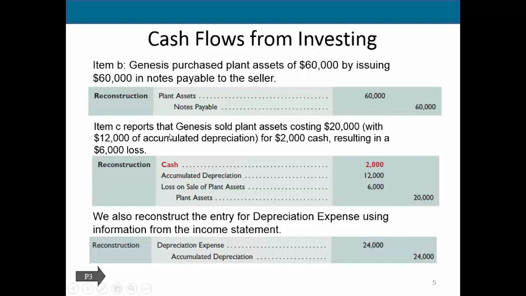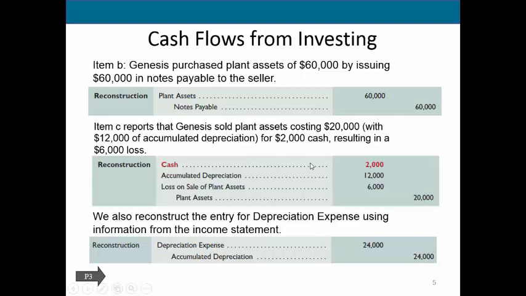Okay, we're told that the company also sold plant assets. Okay, so now you can see we bought $60,000 worth of assets, but we sold $20,000. So the net effect there is that $40,000 overall increase that we're seeing. So now that we understand what all's going on, we need to understand what happened when we sold this. We sold these, and they had $12,000 of accumulated depreciation, and then we got $2,000 worth of cash, and we had a loss. So let's go ahead and look at what that transaction would have looked like.